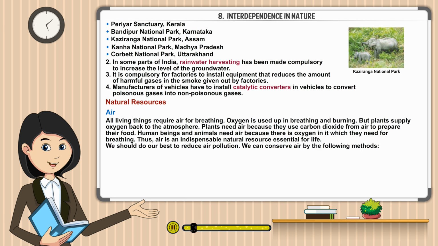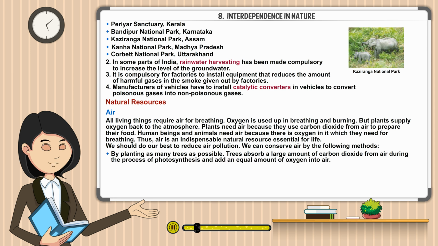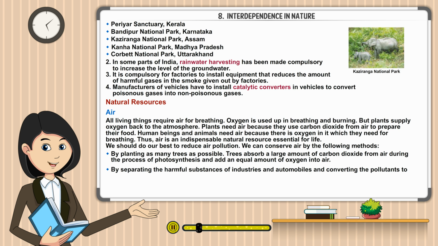We should do our best to reduce air pollution. We can conserve air by the following methods. By planting as many trees as possible. Trees absorb a large amount of carbon dioxide from air during the process of photosynthesis and add an equal amount of oxygen into air. By separating the harmful substances of industries and automobiles and converting the pollutants to useful products.